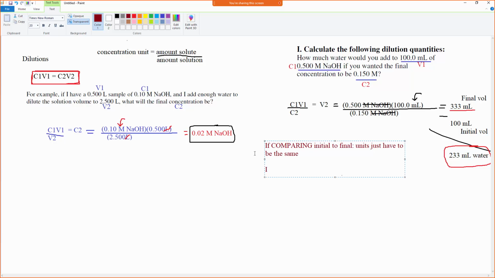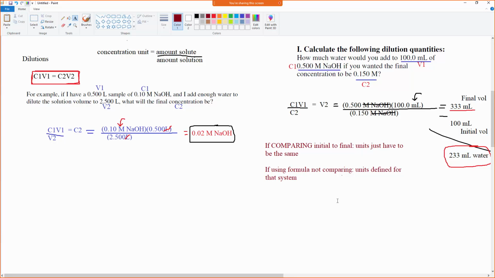But if I'm not comparing, if I'm using a formula that is not comparing, like the ideal gas law, it doesn't compare initial to final conditions. It's just, these are the conditions. Or if I'm saying, hey, calculate molarity, that's not comparing initial to final. It's just, okay, these are the units for molarity. Then you have to use the units defined for that system, essentially. Does that make sense?